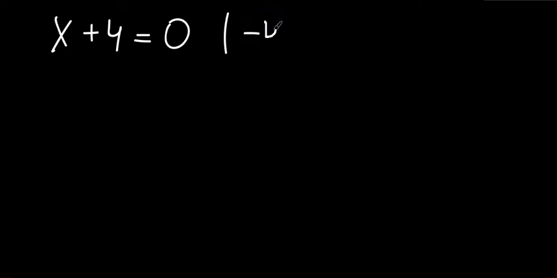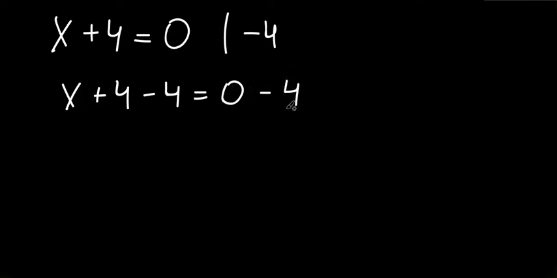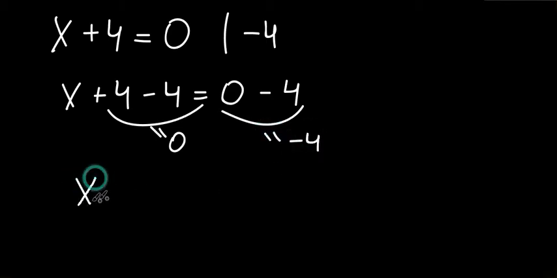Let's say we have x plus 4 is equal to 0. So what do we do now? It's actually the same as in the previous example. We subtract 4 from both sides. So we get that x plus 4 minus 4 is equal to 0 minus 4. Now this gives us 0, this is equal to 0, and this gives us minus 4. So we get that x is equal to minus 4.